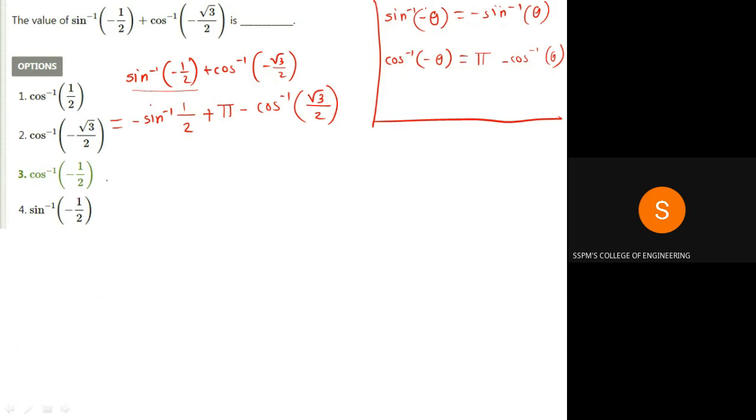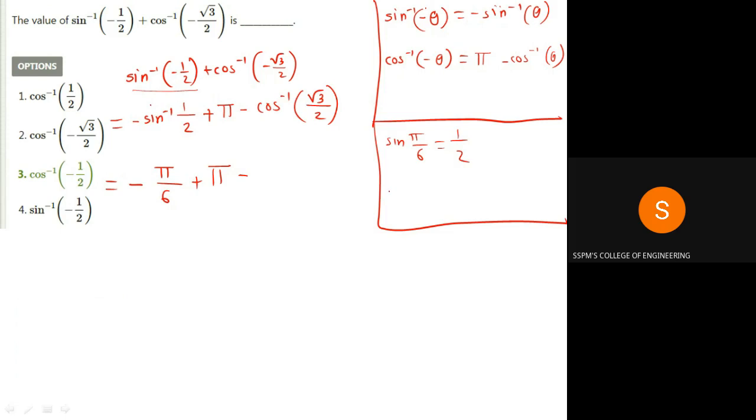Now we know these values. What is minus sine inverse of half? When the value of sine is half, the angle is pi by 6. We have studied this. What is sine pi by 6? Sine pi by 6 is 1 by 2. So sine inverse 1 by 2 is pi by 6, plus this pi, we will write it as it is. Now cos inverse of root 3 by 2.